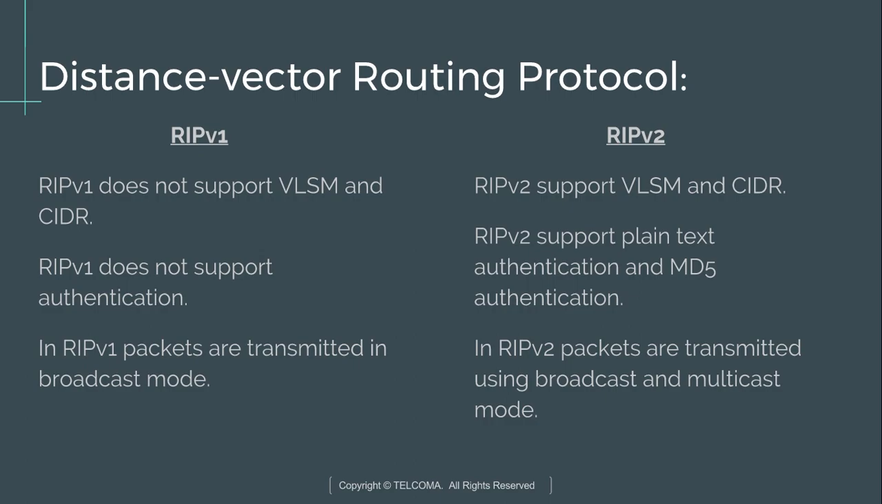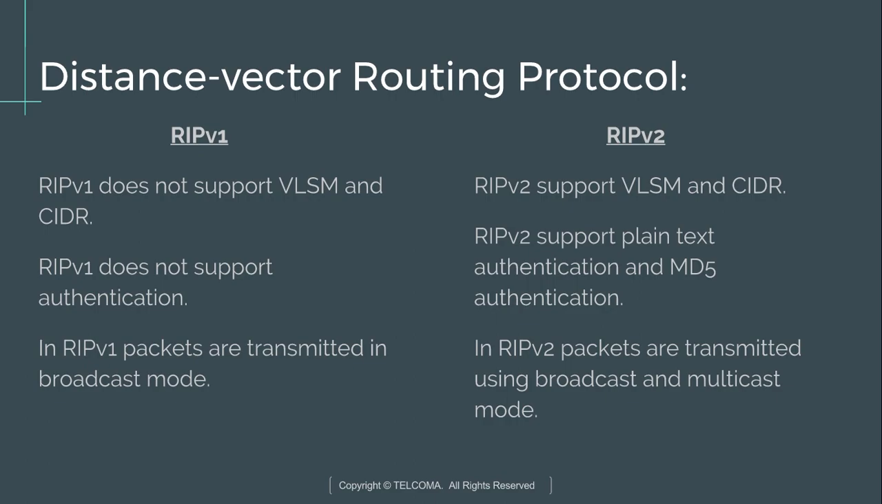Next is the types of distance vector routing protocol: RIP version 1 and RIP version 2. RIP version 1 doesn't support VLSM and CIDR, meaning it doesn't support classless addressing. RIP version 2 supports classless addressing, meaning it supports VLSM and CIDR concepts.